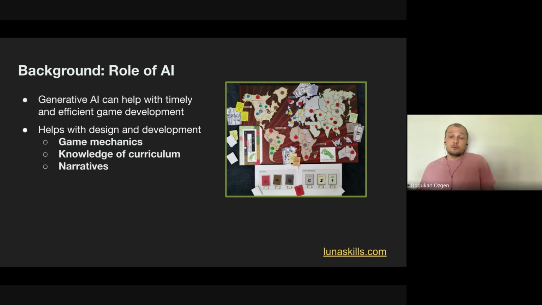And they can easily do research, which helps with the narrative. I'll show you some narrative examples as well. But basically, this is what they are good at. So my idea is to use AI for what it's good at, while helping youth create their own games.